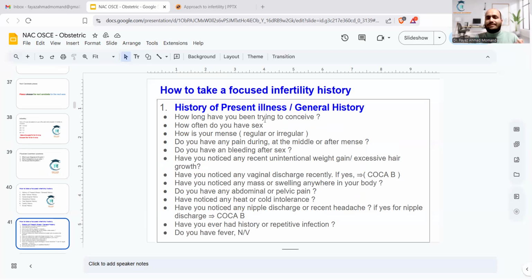So first things first, ask about how long they've been trying to conceive. Second, how often do you have intercourse? Third, ask about menses, regular or irregular. Then pain during, at the middle, or after menses.